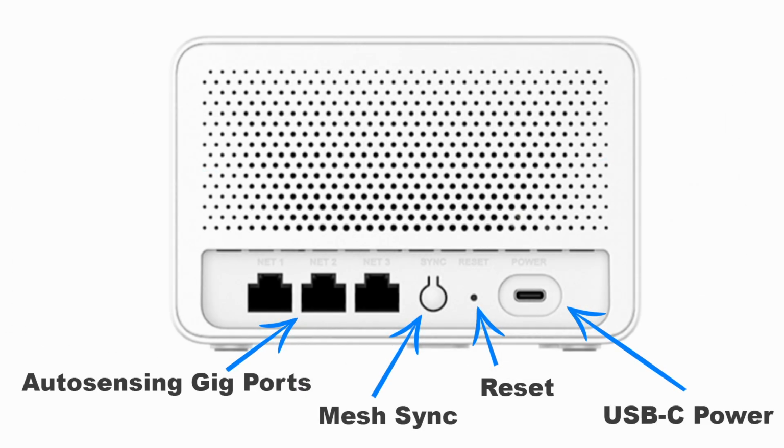On the rear of the unit, you have 3 gigabit auto-sensing ports, a mesh sync port to sync other 7062Es along with access points as well, a reset button, and a USB-C power port.